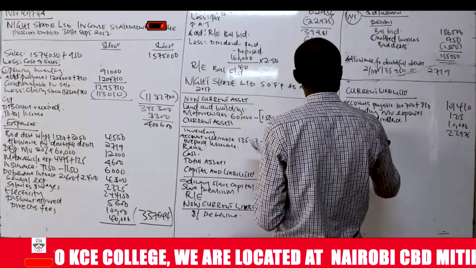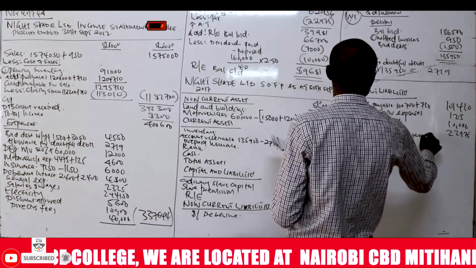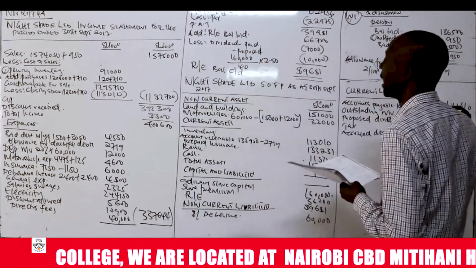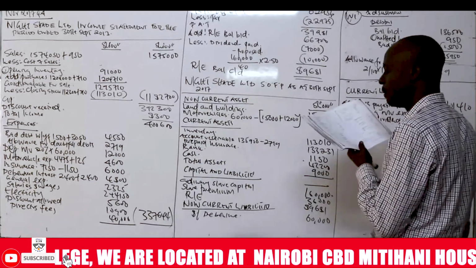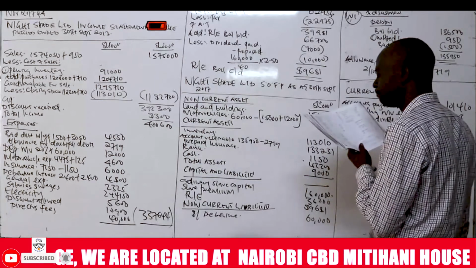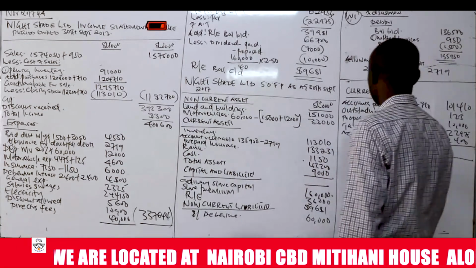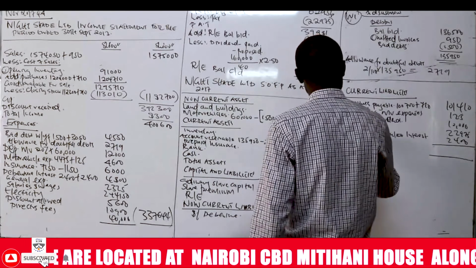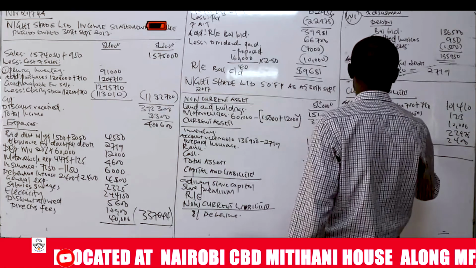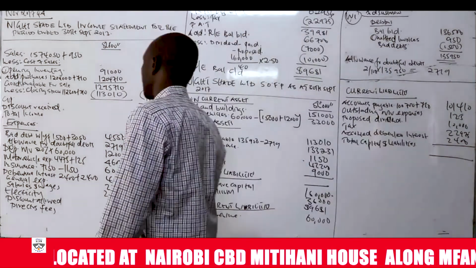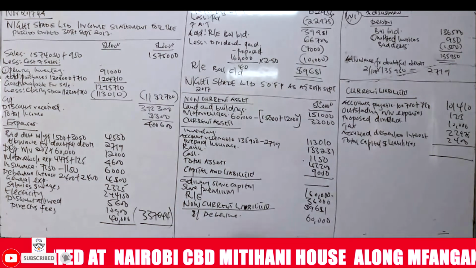And then accrued debenture interest, which was how much? 2,400. Do you have anything that you're forgetting? So that is total capital and liabilities. So can we add this one, another one to add that one, and we see whether they balance. Total capital and liabilities.